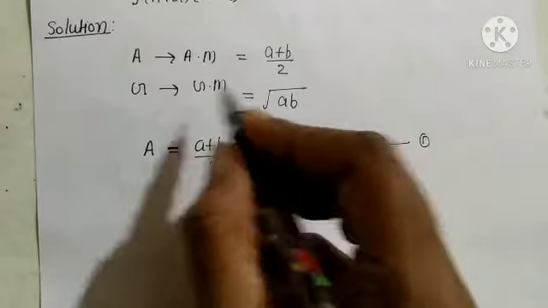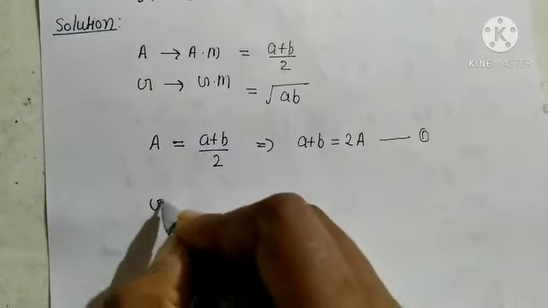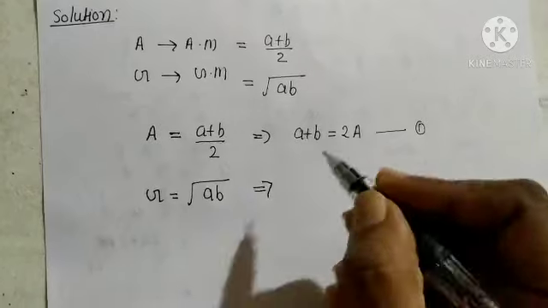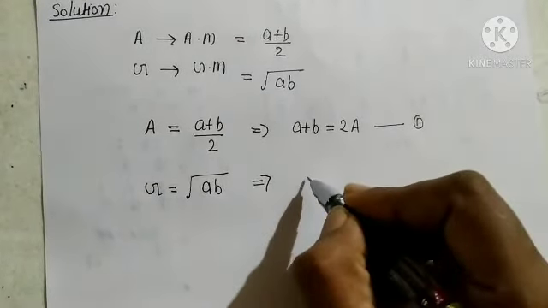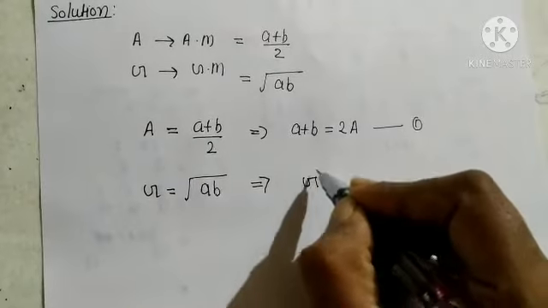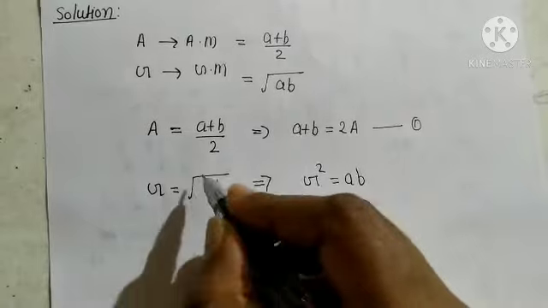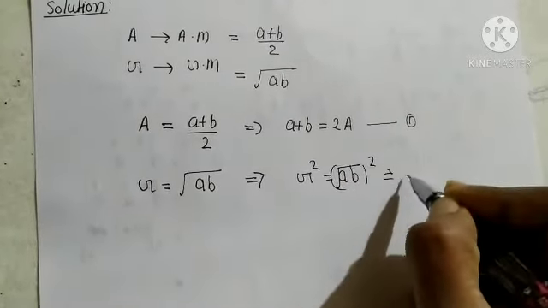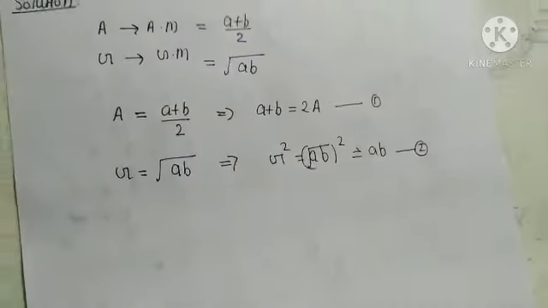Again, G is equivalent to root of ab. So from this we get G square equal to ab, since root of ab all square will be equal to ab, right? So equation number 2.